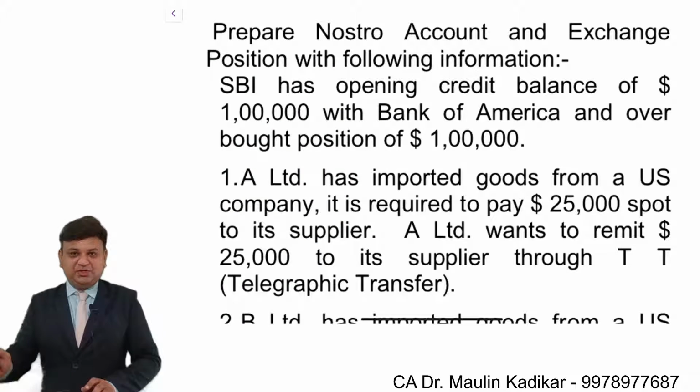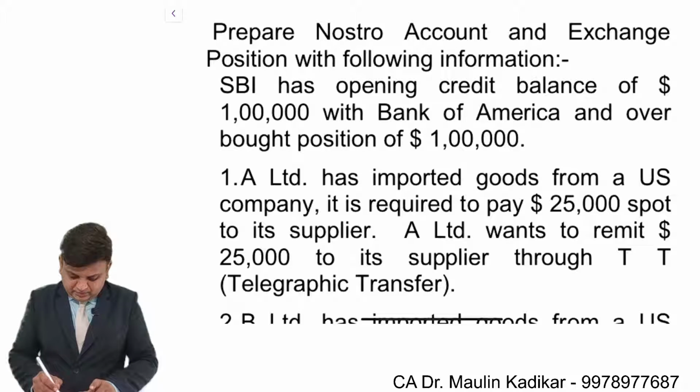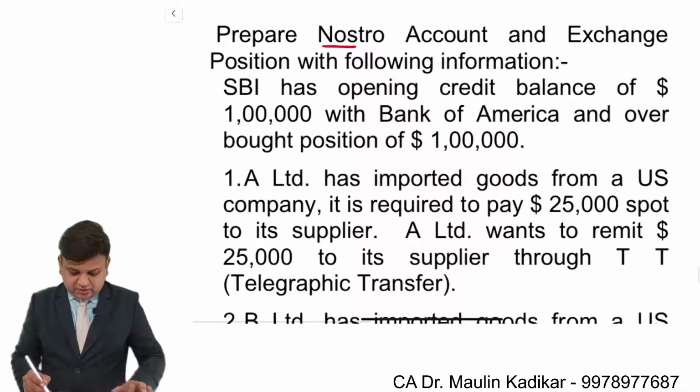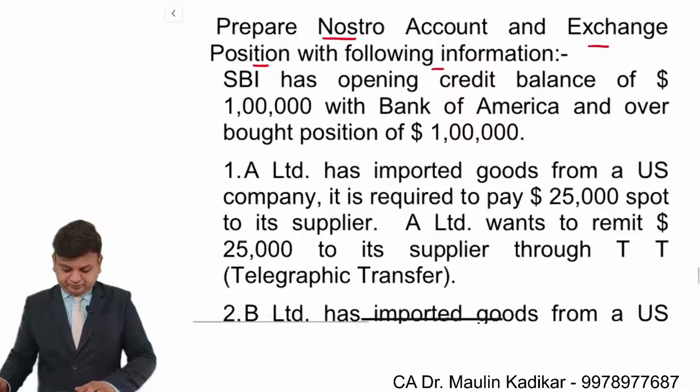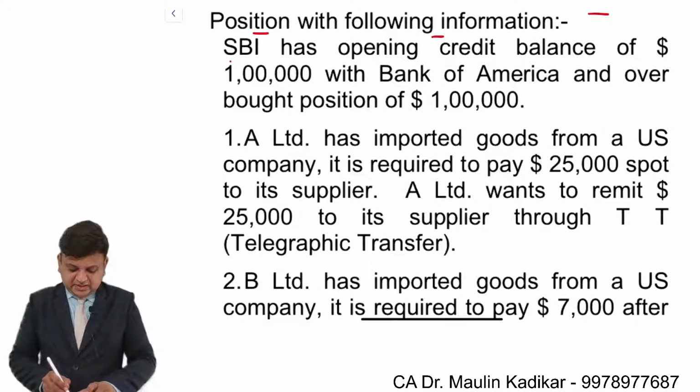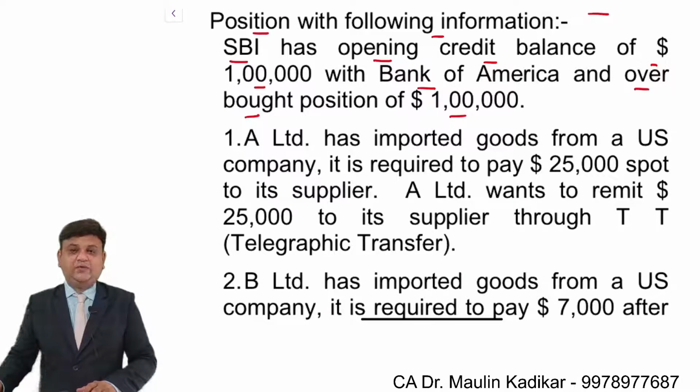Let us say the next question. Prepare Nostro account and exchange position with the following information. State Bank of India has opening credit balance of $1 lakh with Bank of America and overbought position of $1 lakh.